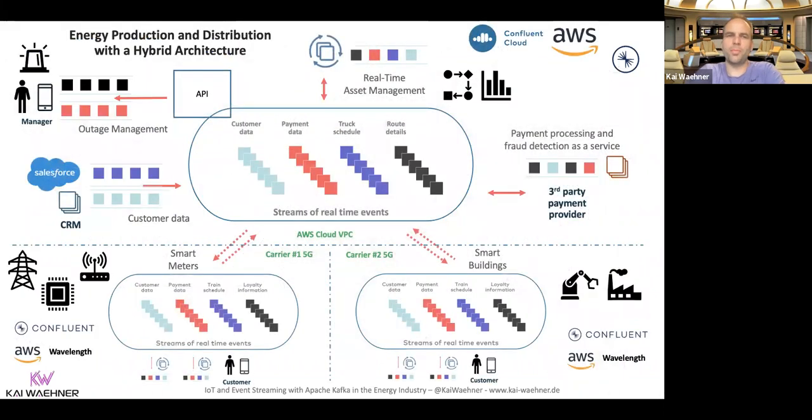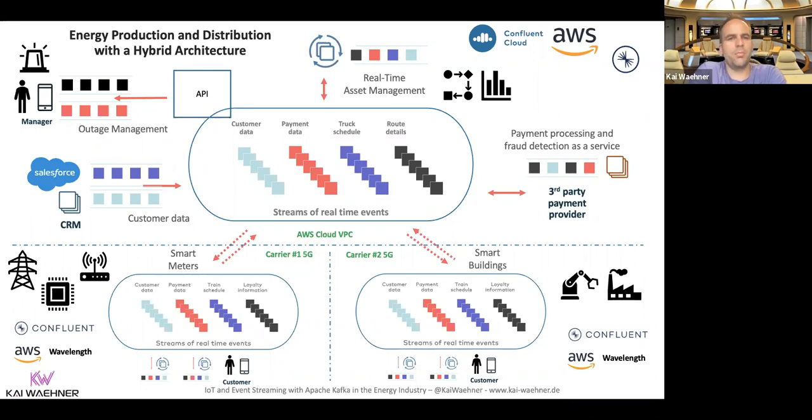If we take another perspective on that, here is an architecture for energy production and distribution with a hybrid architecture. The top is where you're running some business logic in a data center or cloud. In this example, I use AWS just as an example. Here we have things like applications for real-time asset management, and on the right side you see that we integrate with third parties, like for payment processing, because in the energy industry you often don't want to implement that yourself. For that reason, you work together with a partner. So that's the traditional IT world. And then at the bottom, you see where we are going closer to the edge.